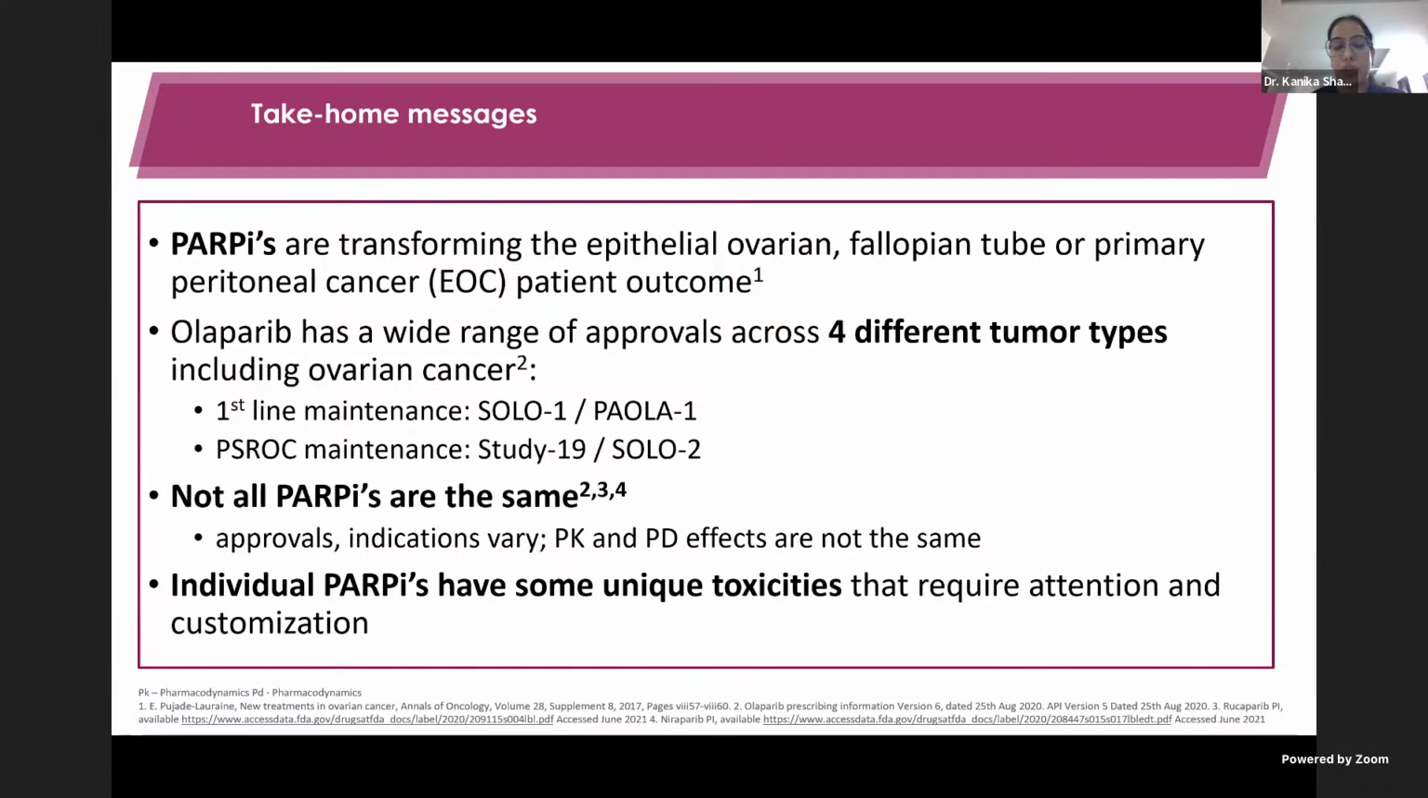They have a different toxicity profile. Different monitoring has to be done with each of them. And individual PARP inhibitors have some unique toxicity. So that requires attention and customization based on the patient's requirement.